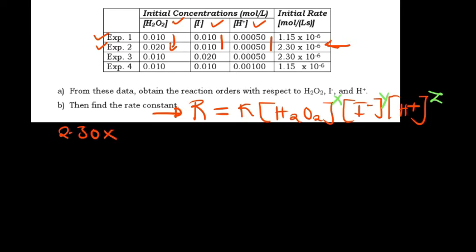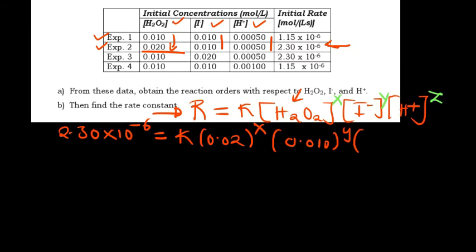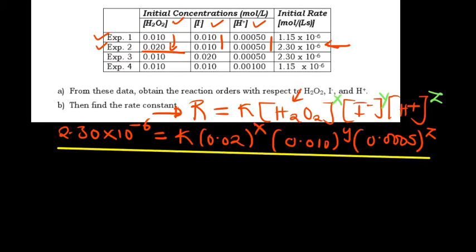I'm going to be substituting in this equation that I've come up with. 2.3 times 10 to the power negative 6 is equal to K. Now you can see that first of all we've got H2O2. I've actually arranged them in the same order. So therefore we have 0.02. I'll be removing the last zeros, they're not significant, to the power X. And then for iodide it was 0.010 to the power Y, and then for the hydrogen 0.0005 to the power Z. Okay, that is for experiment 2. Now we're going to divide by experiment 1.